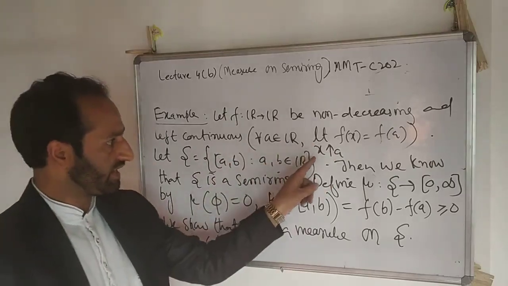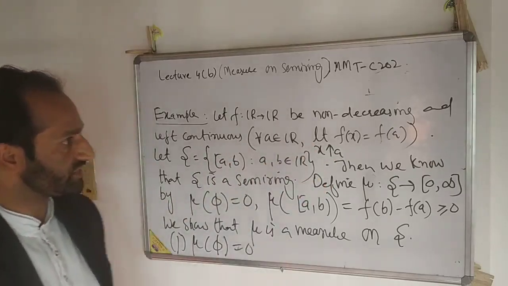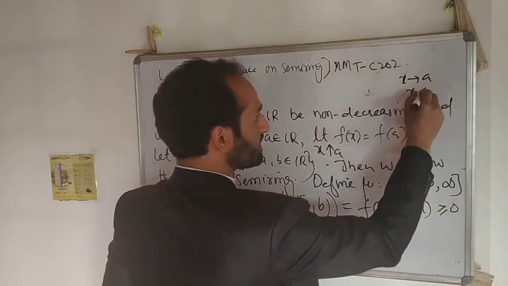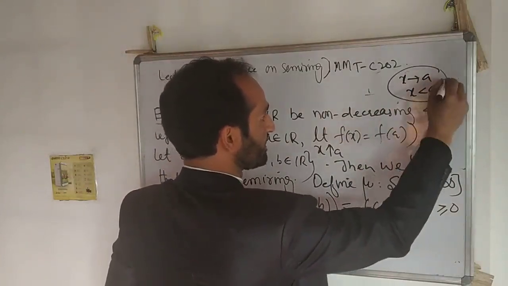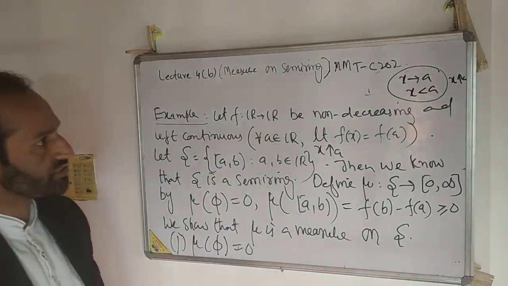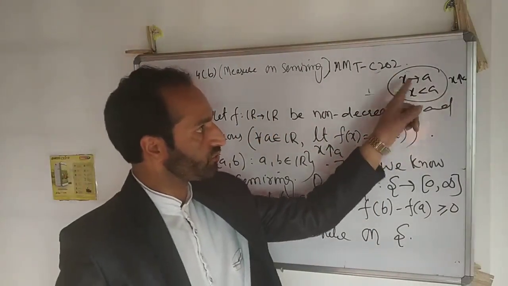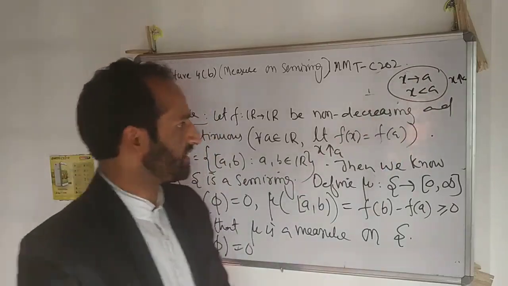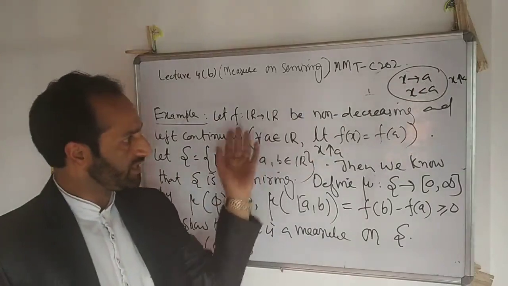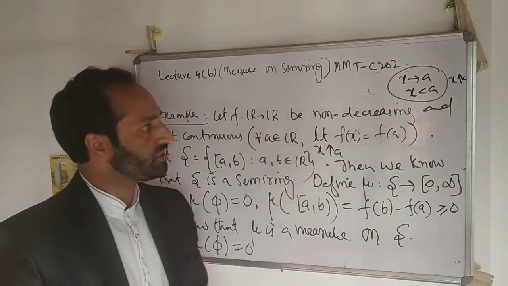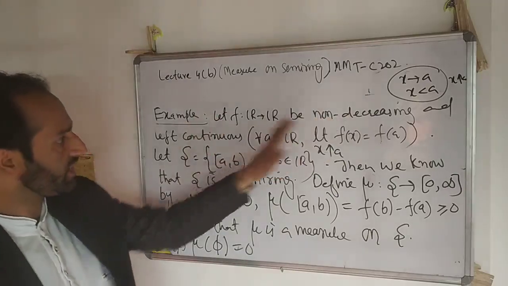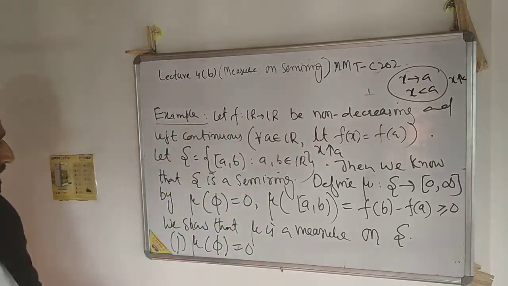That's why we write x increases to a. x increases to a means x approaches a and x is less than a. So the left hand limit means that x approaches a from the left, and this limit should be equal to the value of the function at that point. So here f is non-decreasing and it is left continuous at every point.